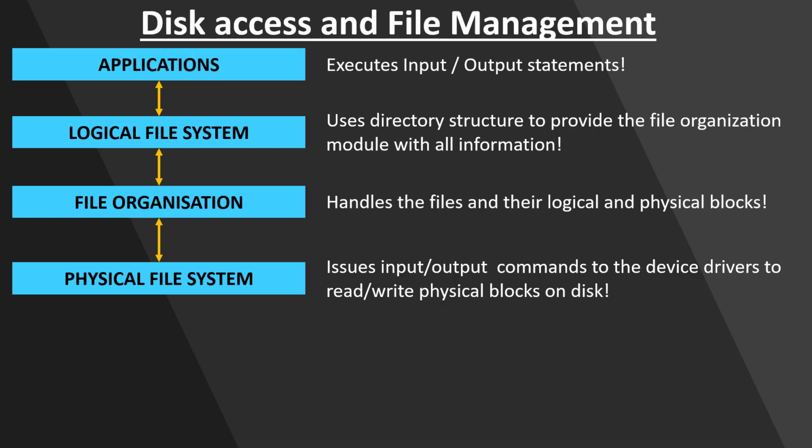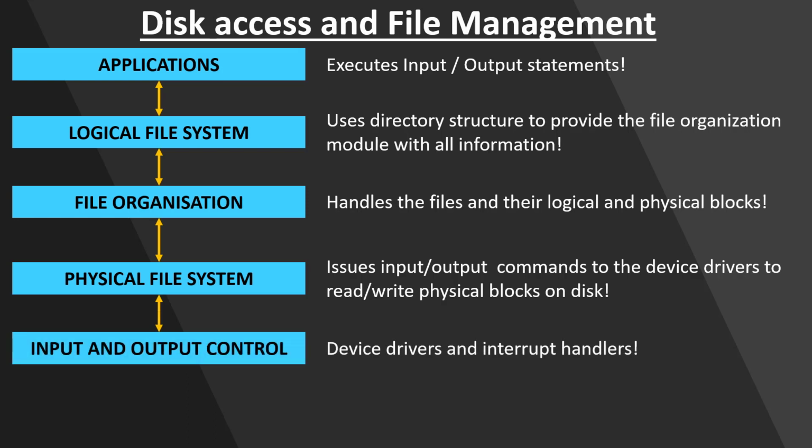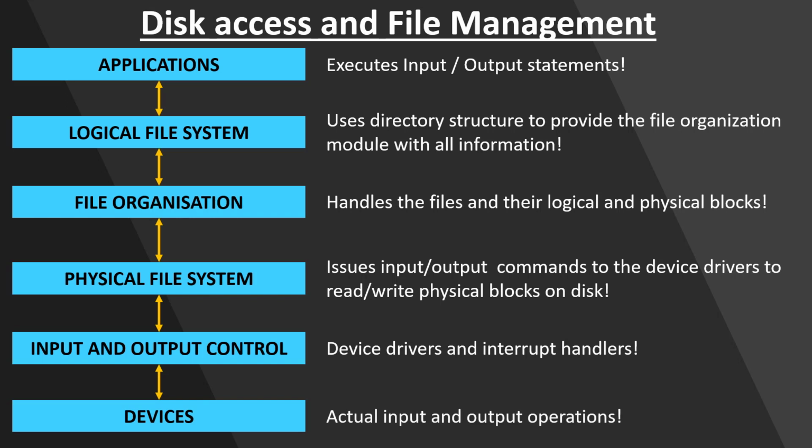And then we have our input and output control. These are our device drivers and our interrupt handlers that we spoke about earlier on, which then take all this information and pass it on to the devices. So we have a lot of different layers working together to provide us with this file structure and to allow applications to access all that information. And a lot of it's abstracted away, just like the zeros and ones in machine code.